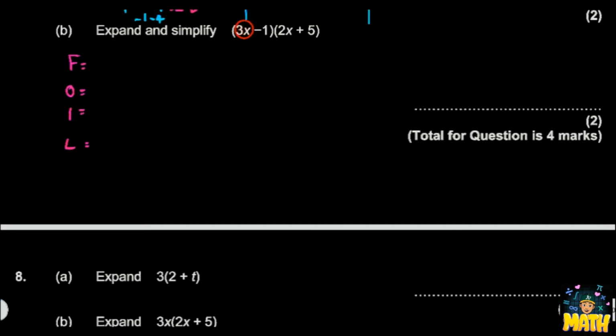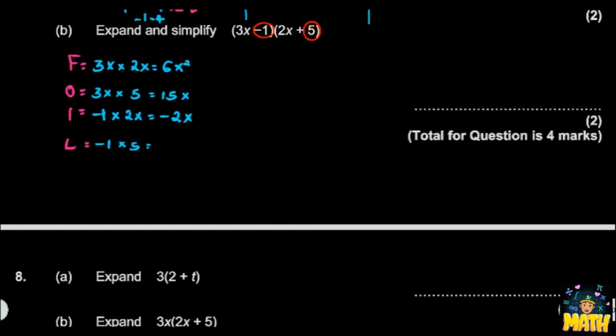So the first term is 3x times 2x, which gives us 6x squared. And then the second one is the outer, which is 3x times 5. And that gives us 15x. The inner one is negative 1 and 2x, and when we multiply them together, we get negative 2x. And then the last one is negative 1 and 5. When multiplied together, we get negative 5.